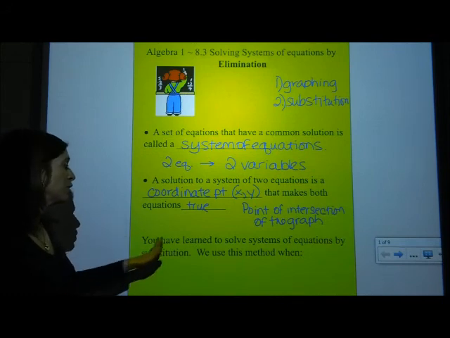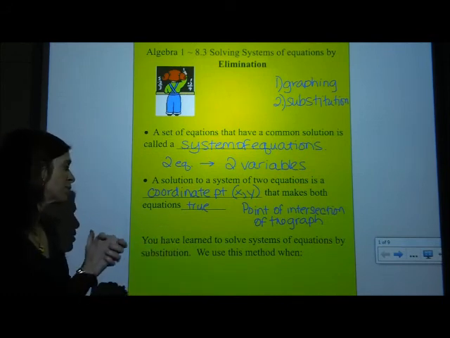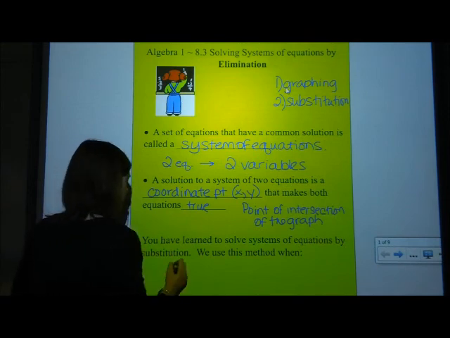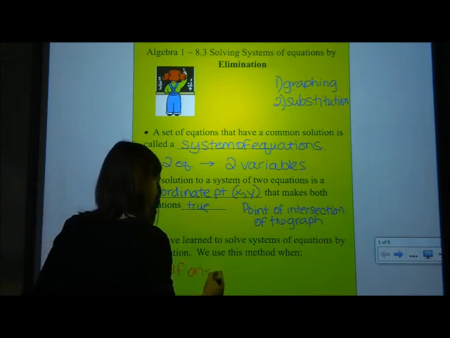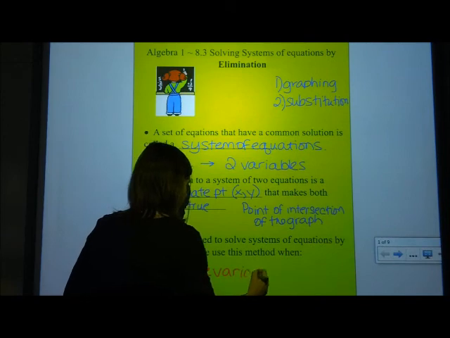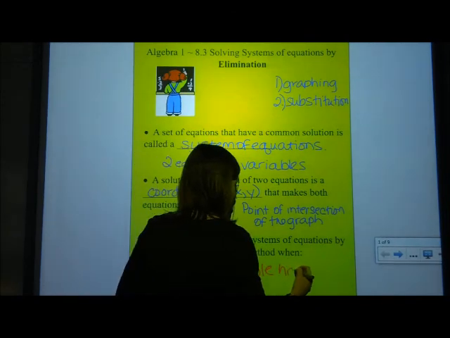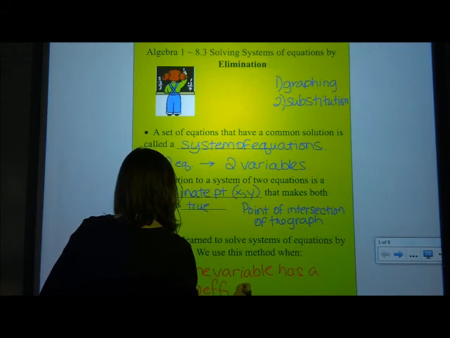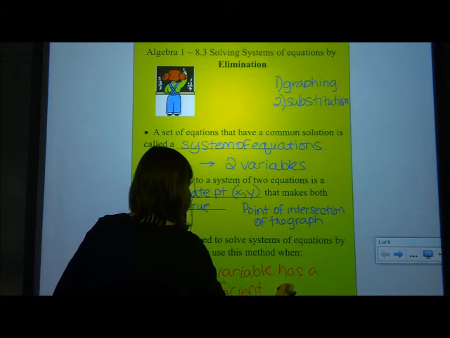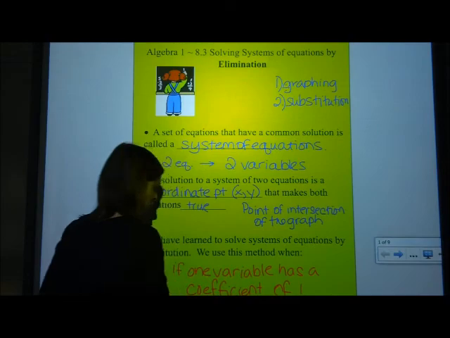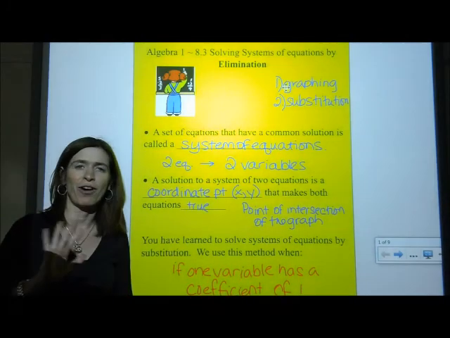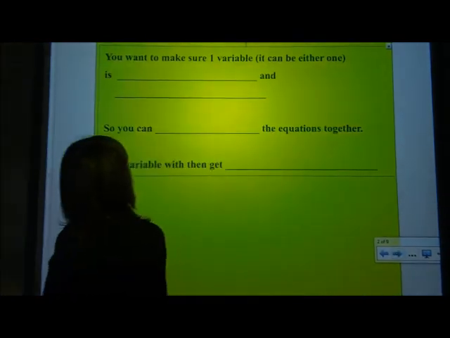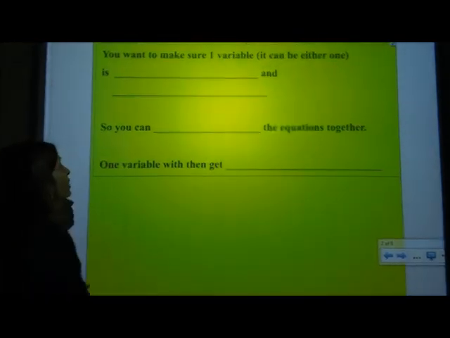All right, so now you've learned how to solve systems of equations by substitution. We want to still use this method if one variable has a coefficient of 1. That's going to be the best time to use substitution. If it doesn't, then you can get into fractional issues, and we want to be careful there. Okay, so let's talk about elimination.